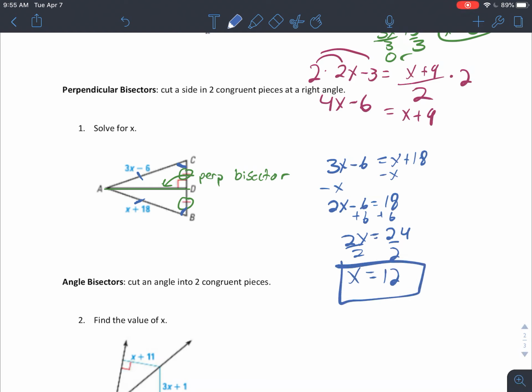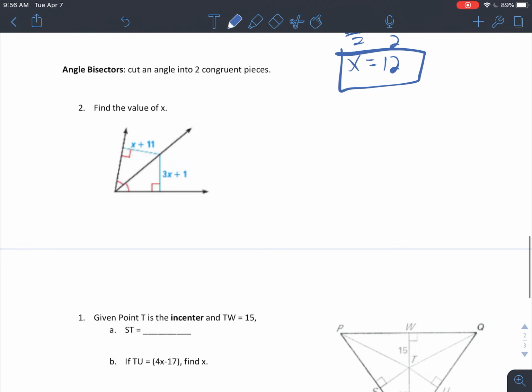So perpendicular bisectors occur in isosceles triangles. All right, angle bisectors.